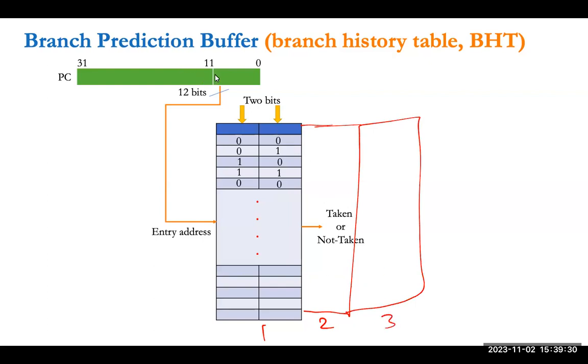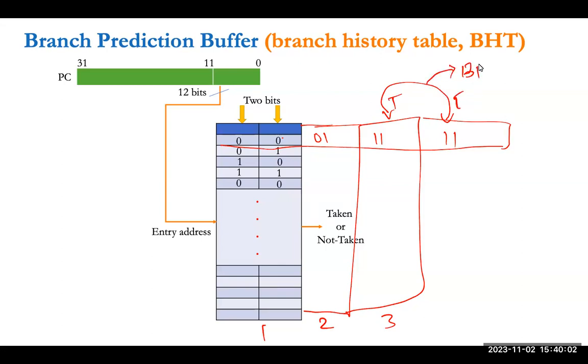Based on this instruction address, the lower 12 bits are used to identify the row. In that row, for the first iteration, what is its status, whether it was taken or not taken. Whether it is strongly not taken, then, suppose, weakly taken, then strongly taken, then strongly taken. Based on these previous two histories, strongly taken and strongly taken, your dynamic branch prediction predicts that it will be taken.